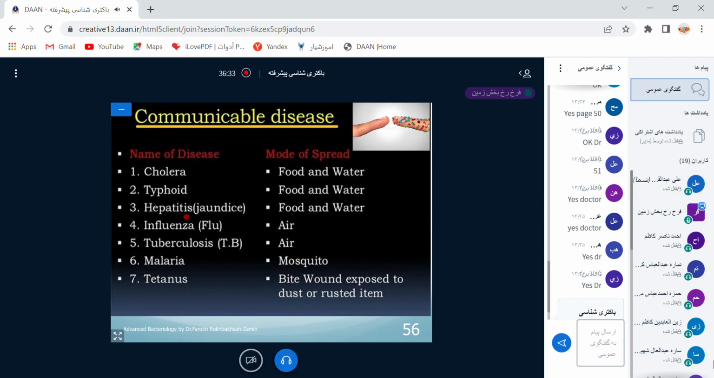Influenza virus is transmitted by air. Tuberculosis, Mycobacterium tuberculosis, can very easily be transmitted by air. Malaria, by mosquito. And tetanus, Clostridium tetani is the agent of the disease, and it can be transmitted especially to people who are working and have any accident or injury to the skin. A very small amount of dust containing the spores of this bacterium can get in there, grow, and cause a problem to the nervous system.